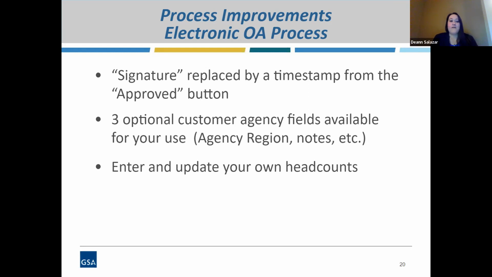You can set up whatever kind of controls you want, but then they become reportable and trackable for your information. And then finally, when you're looking at that OA and reviewing it, you'll also be adding your own headcounts. This is something that we've tracked for the last decade. Typically, you provide the information to GSA, we type it into our system. It's somewhat available in the back end for you to look at later. We use it for reporting, but we're just going to cut out that middleman. You guys are best capable to tell us what your headcounts are, so you'll be able to enter those directly. And if you need to update them throughout the life of the OA, you can do that on your end.